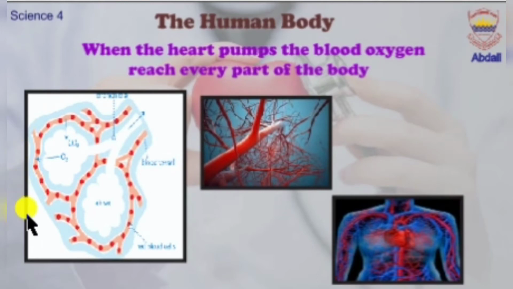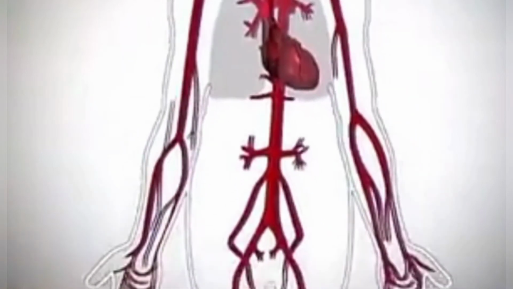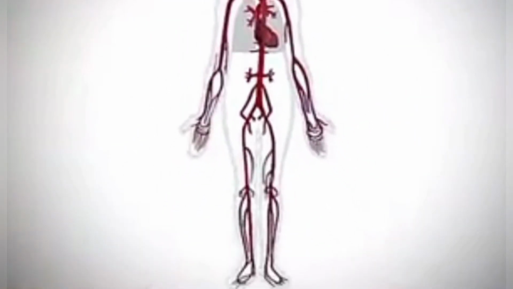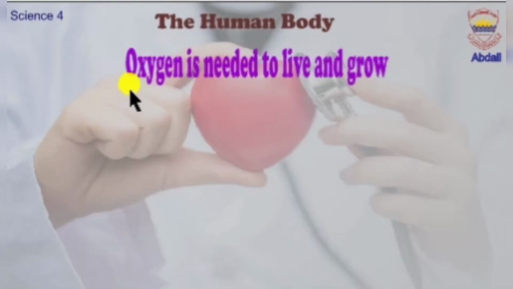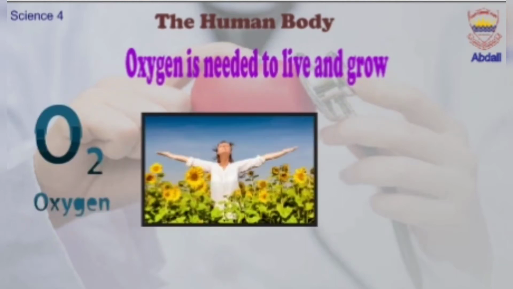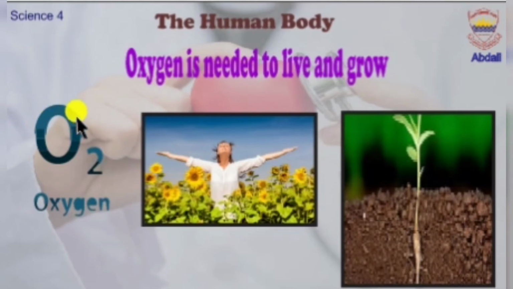Oxygen is a gas which is present in our body, and the heart pumps the blood all around the body. The oxygen reaches every part of your body. As you can see, oxygen is needed to live and grow.